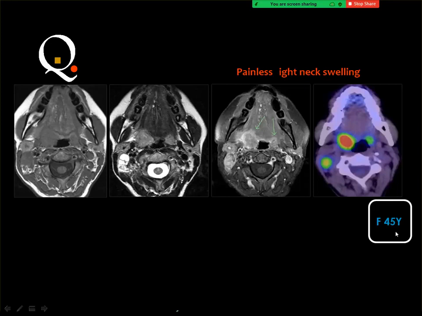This female patient, 45 years old, with painless right neck swelling.